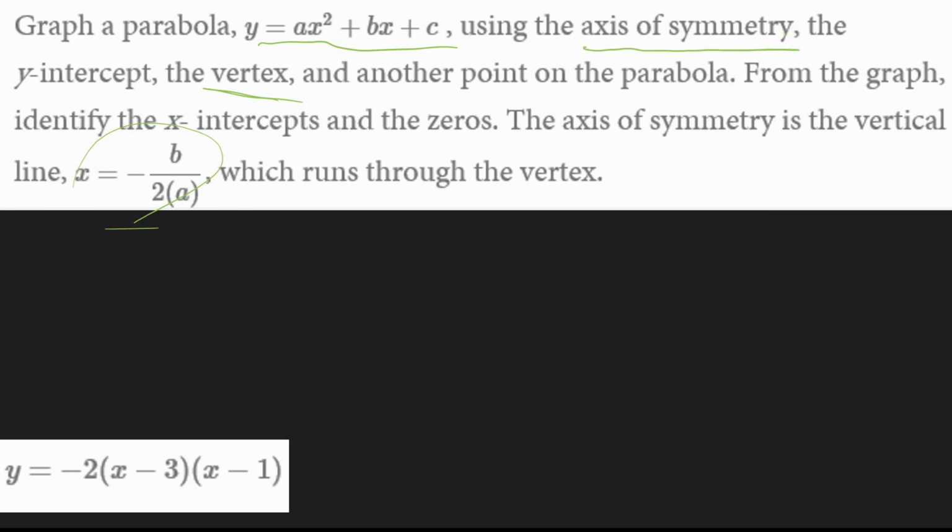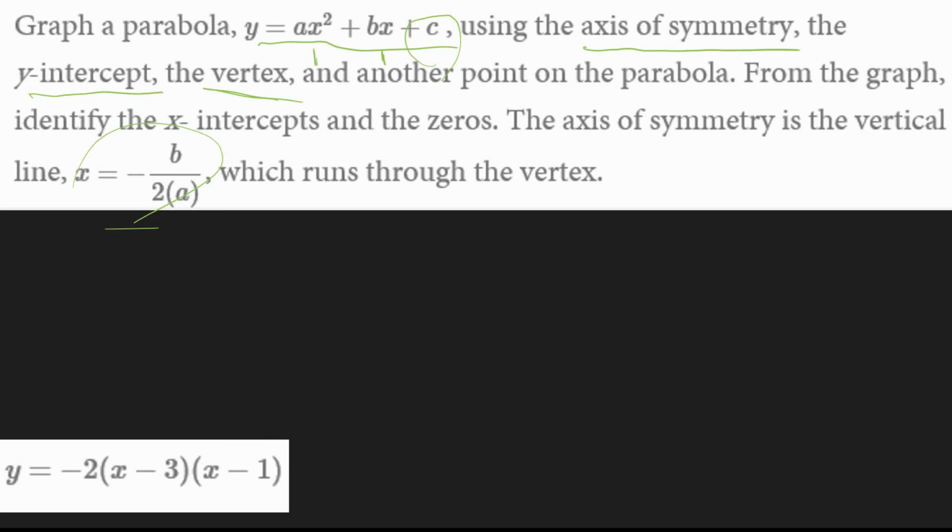Axis of symmetry up here. Same thing. Remember, the axis of symmetry is located at x equals whatever the x coordinate of the vertex is. And then down here, remember that we found the y-intercept simply by plugging in 0 for all the x's. So you plug in 0 there, plug in 0 there, and really it's essentially whatever your constant term is. That's what your y-intercept was.